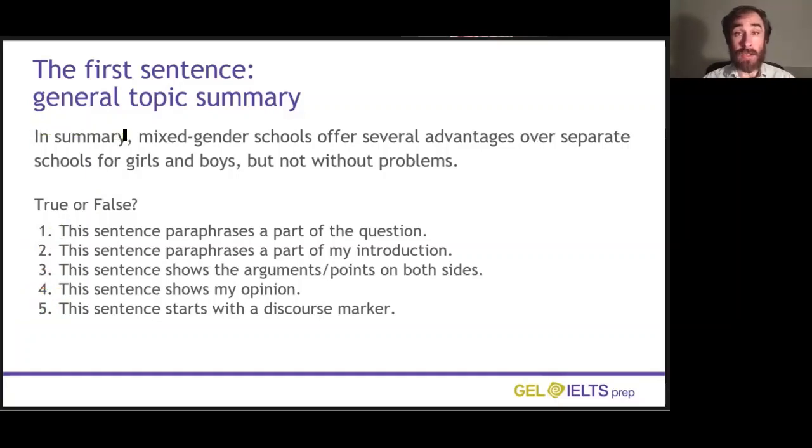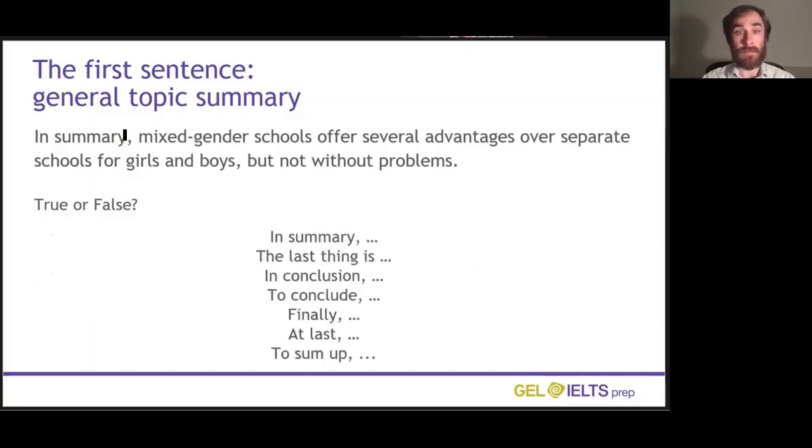Now I'm going to show you some other discourse markers. I would like you to decide if we can start our conclusions with these or if we can't. In summary, the last thing is, in conclusion, to conclude, finally, at last, and to sum up. Look at the next question below this video and choose the 4 correct options we can use to start our conclusion.